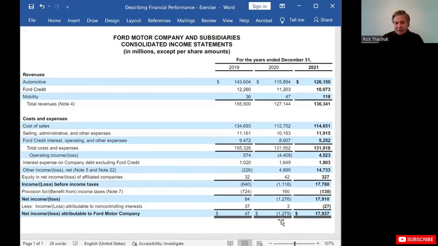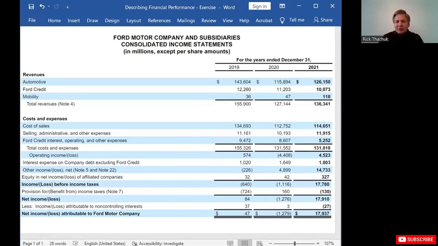We'll say a loss. So if I wanted to present net income attributable to Ford Motor Company here, and just to make things a little bit easier and faster, I will place these values in billions and round to one decimal. The presentation would be as follows. Net income attributable to Ford Motor Company was 17.9 billion US dollars in 2021, up substantially from a net loss of 1.3 billion US dollars in 2020. So that presentation of net income will be the first sentence in our descriptive analysis. Doesn't have to be exactly those words, but something similar to that.